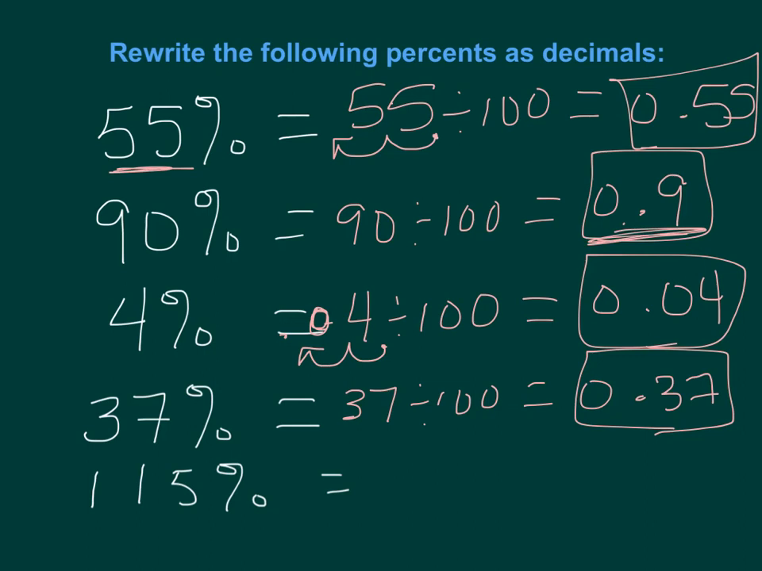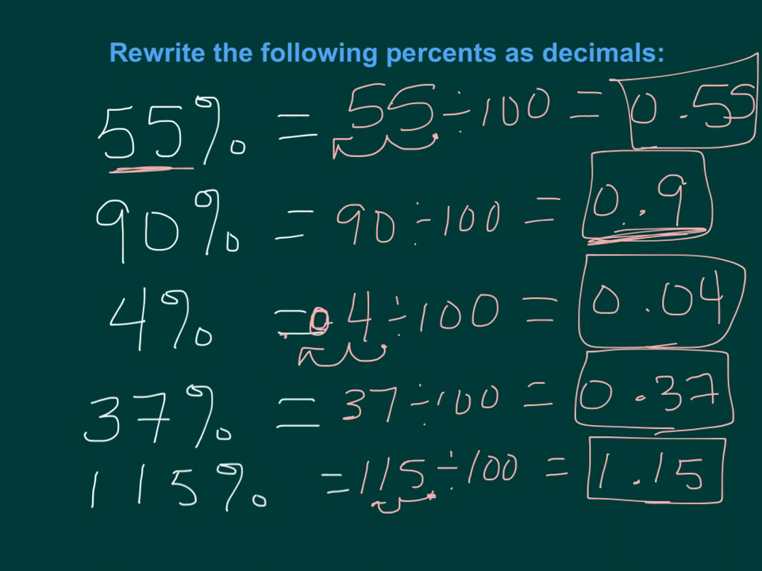And lastly, when we have a number over 100%, we still follow the same rule. 115 divided by 100. Don't forget your decimal point is just to the right of the ones place. It's always there, even though we don't always write it. Divide by 100, we end up with 1.15. So 1.15 is equivalent to 115%.